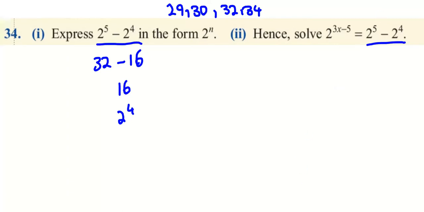Now, what do we have here? We're replacing 2 to the power 5 minus 2 to the power 4 with? We could replace it with 16, but it's better to replace it with 2 to the power 4. And then what can we say here then? 3x minus 5 equals 2 to the power 4?